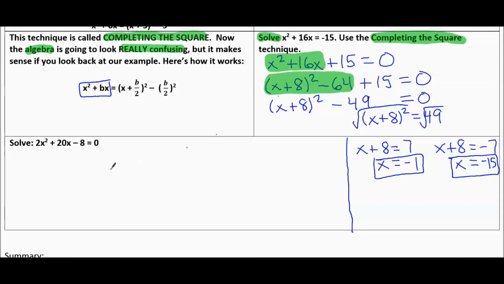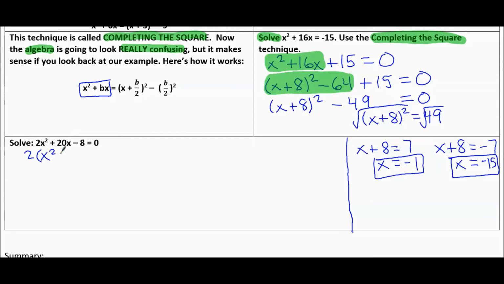In fact, why don't we do that on this one? So first thing, though, on this is a little bit different. See how we want x squared plus bx? Do we have x squared plus bx? No, because we got a 2 out in front. Remember how I said that we want to make sure we make 1 the coefficient in front of x squared. So let's first factor out the 2.